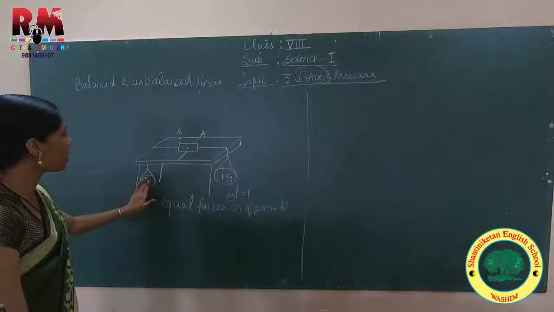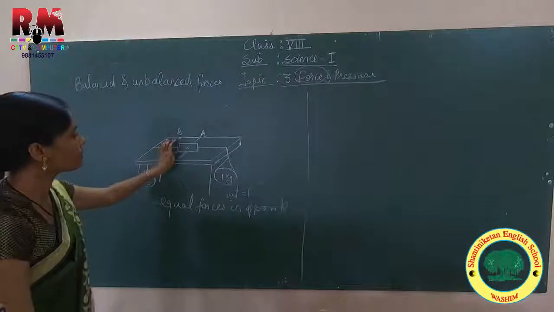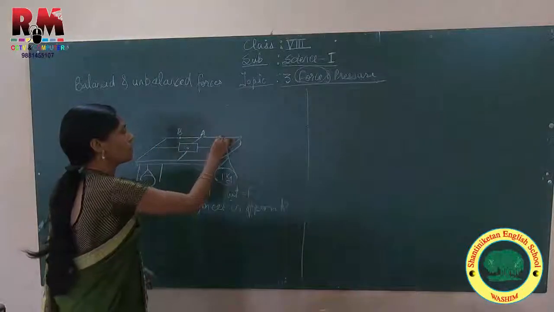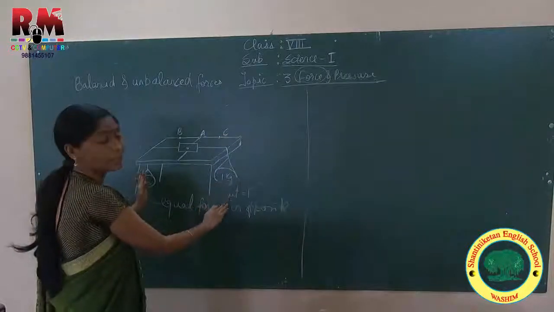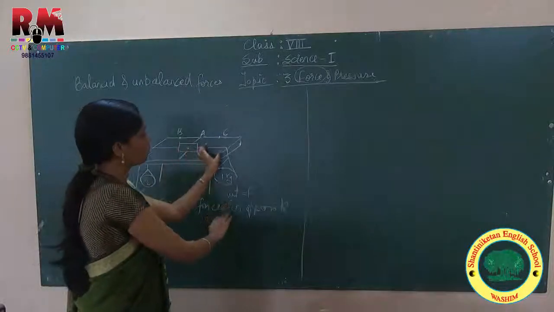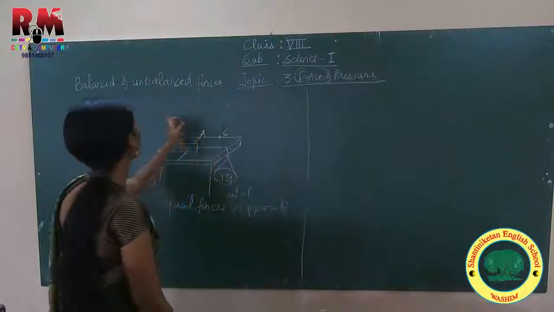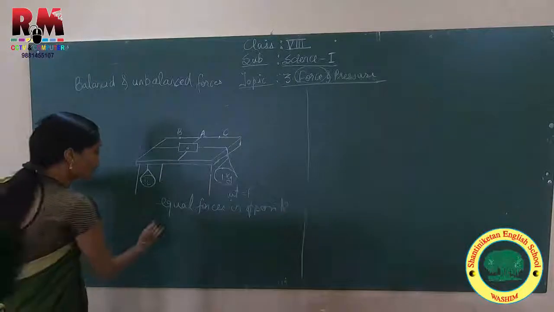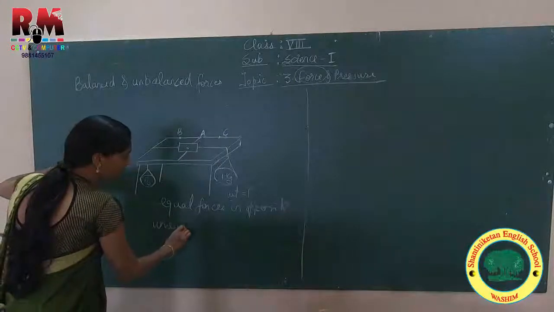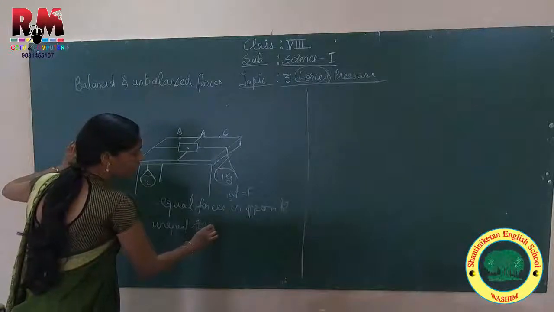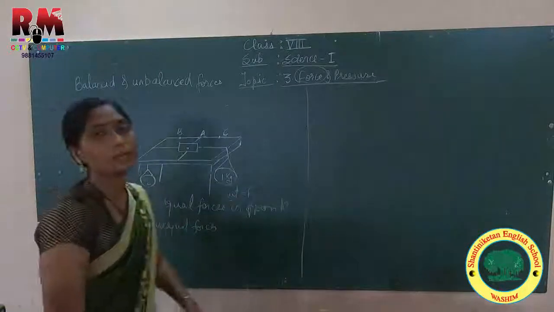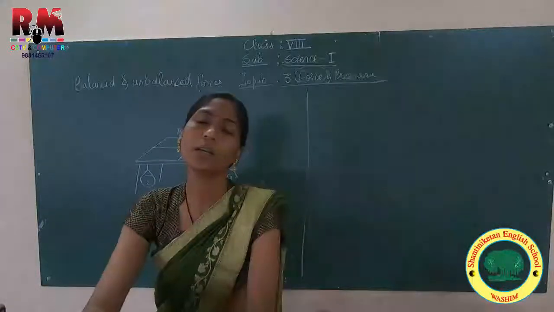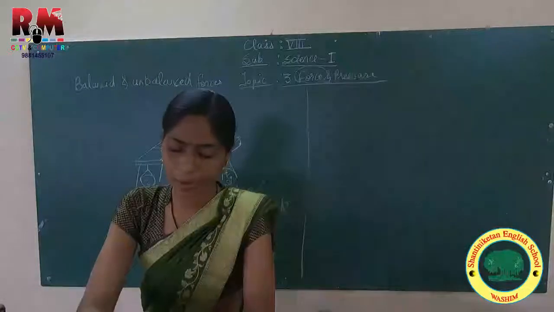Okay, and if I now remove this 1 kg, what will happen? This box will shift here, suppose to position C. This weight will go in downward direction, this box will move here, and hence that force will be said to be unbalanced force. Why? Because we have unequal forces. Unequal forces will give you what? Unbalanced force.